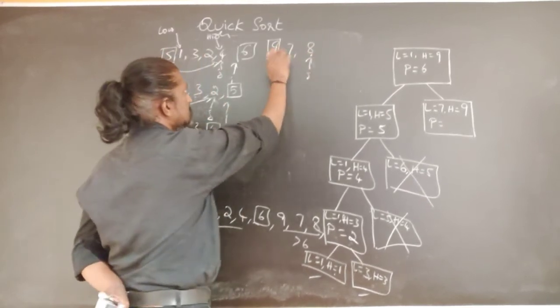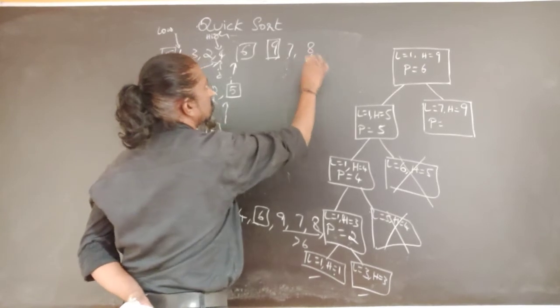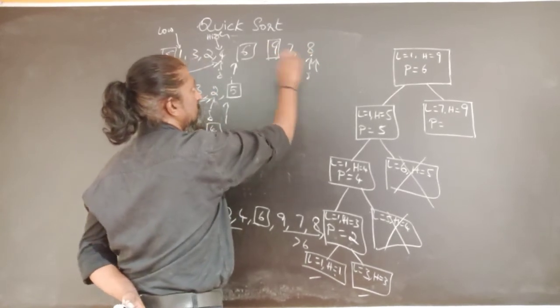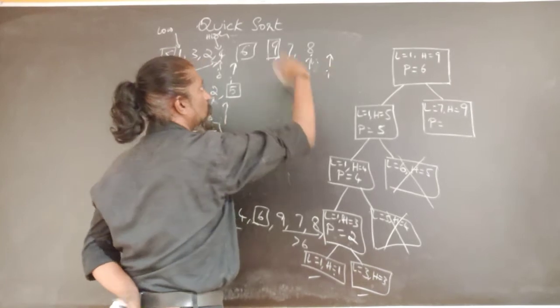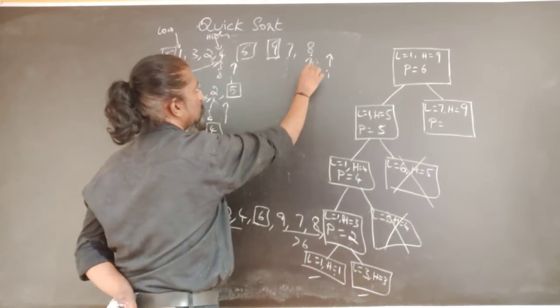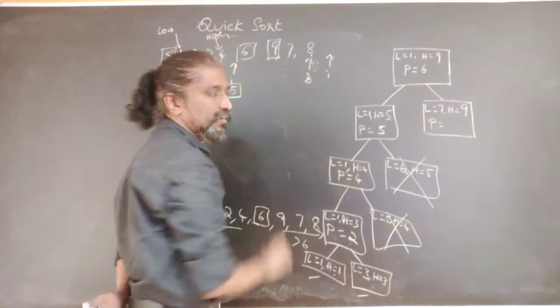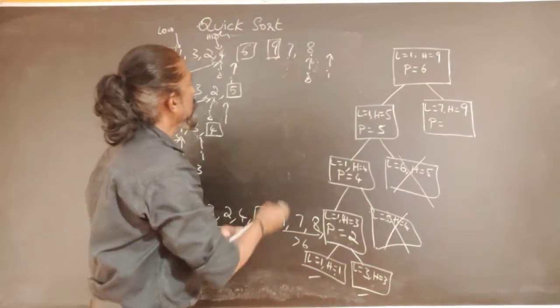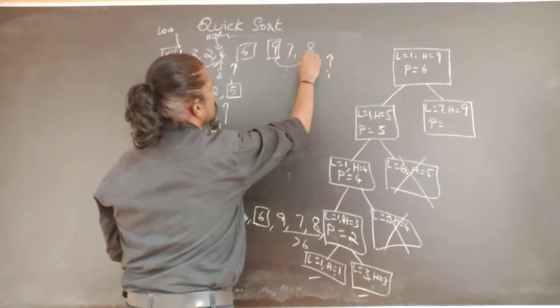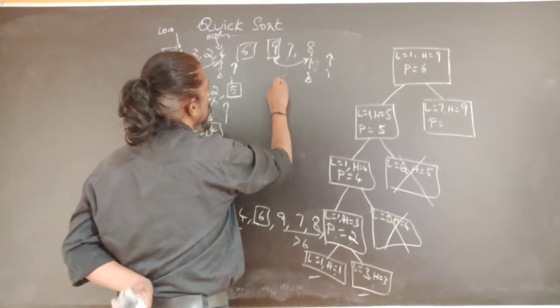7 is less than 9, i gets incremented. 8 is less than 9, i gets incremented out of the range. We will start moving the j pointer. j is not greater than 9, stop there. Okay, so i and j have crossed over, swap pivot and a of j.